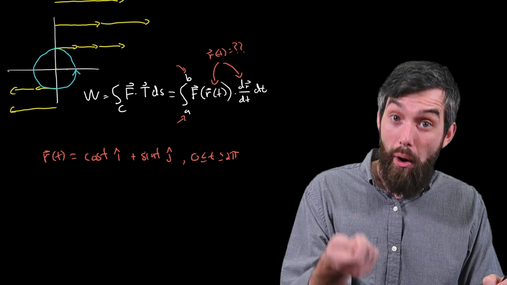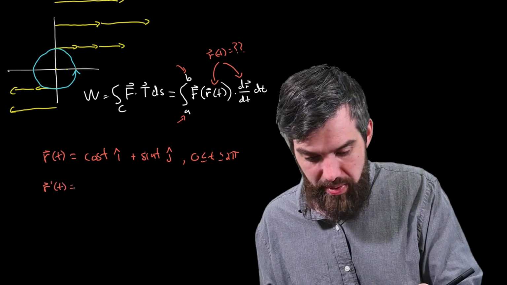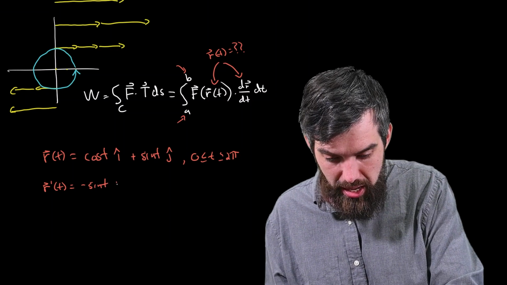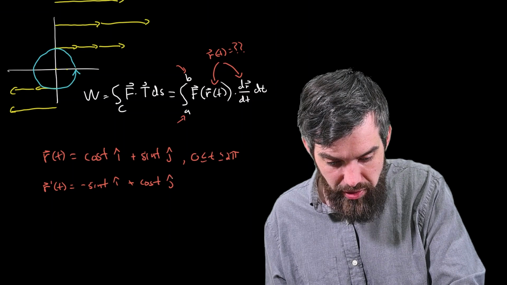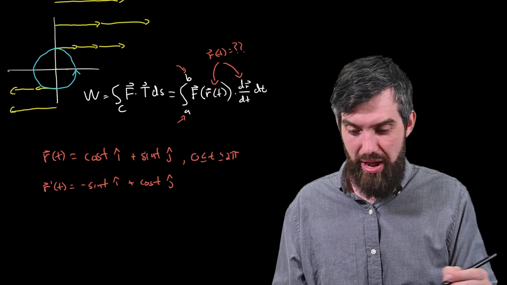If I know r of t, I can also compute what r prime of t is going to be, which in this case is minus sine of t, the derivative of cosine is minus sine, in the i hat direction, and then the derivative of sine is cosine of t in the j hat direction. So I'm now able to plug everything into my formula.